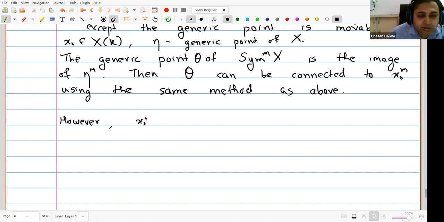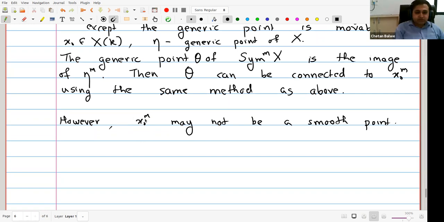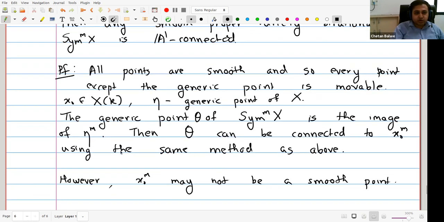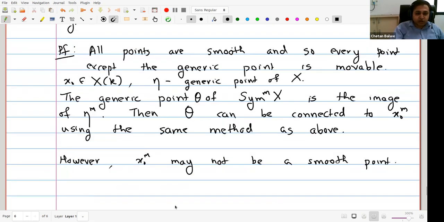But the problem, however, is that x naught to the power m may not be a smooth point. In fact, it's sitting inside all the diagonals, right? That is the problem actually. You may choose some desingularization of this, and then we are in the proper setting. So you have some chain of A1s defined over theta, which are connecting theta to x naught to the power m. And maybe these curves will even lift to your desingularization. But the curve may not end at this point, so ultimately the lifts of your curves may not be connecting to this.